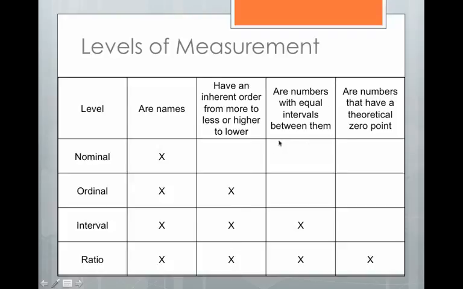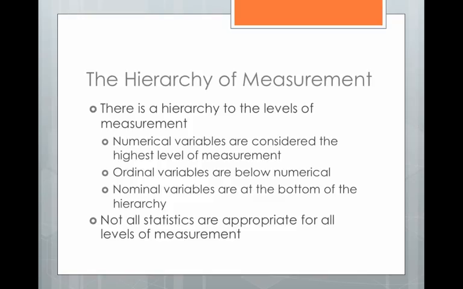Then our numbers with equal intervals between them. Ordinal is not necessarily numbers, and there aren't necessarily equal intervals between the different categories. But for interval and ratio, that holds true. And lastly, our numbers that have a theoretical 0 point. Ratio is the only one for which this is true, and that's the difference between interval and ratio. Hopefully you'll find this little table helpful as you're trying to remember our levels of measurement. All right, so there is a hierarchy to the levels of measurement. Numerical variables are considered the highest level of measurement, then ordinal variables are below that, and nominal variables are at the bottom of the hierarchy.